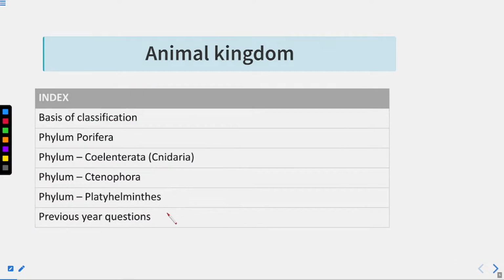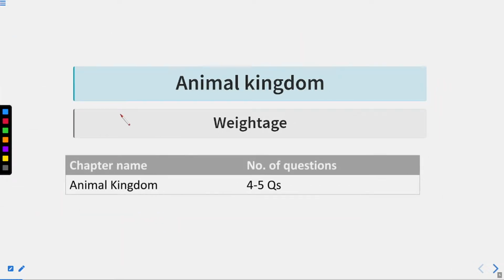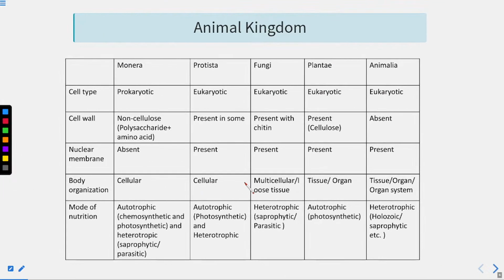Now if we talk about the weightage, from the aspect of the NEET examination, 4 to 5 questions come from this chapter. So this chapter is quite important.